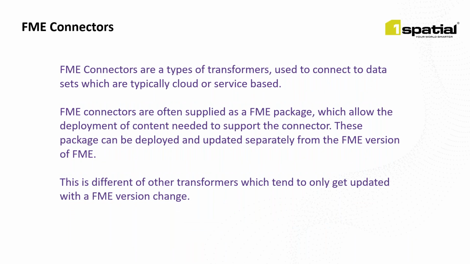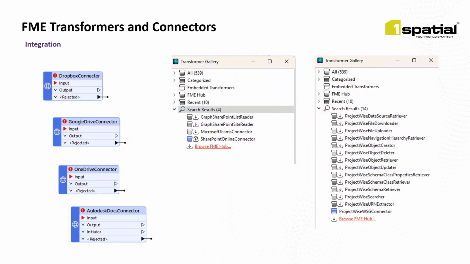FME connectors are a type of transformer, and typically they are mainly used to connect to data sets, formats, or platforms which are typically cloud-based or service-based. FME connectors can be supplied as an FME package, which deploys content needed to support the connector. These packages can be deployed and updated separately from the version of FME. This is different to other transformers, which tend to only get updated with an FME version change. You can also create your own custom connectors if needed, and these can also become accessible via the FME Hub.